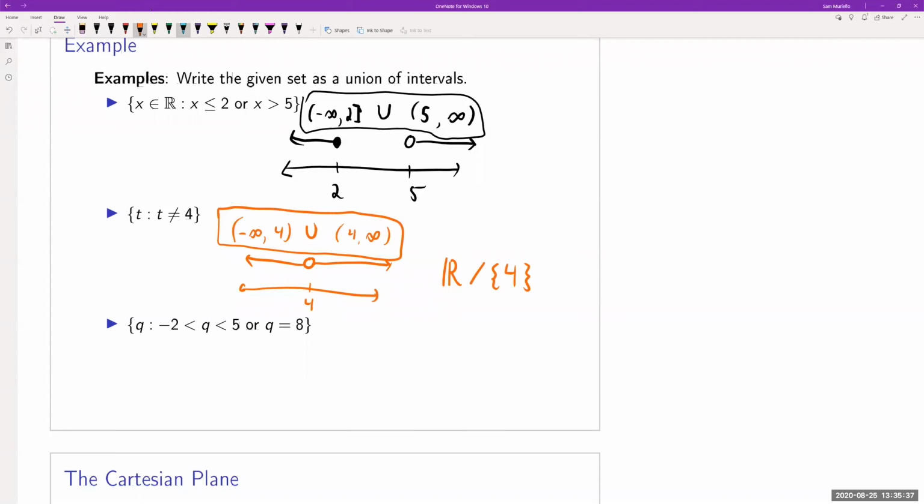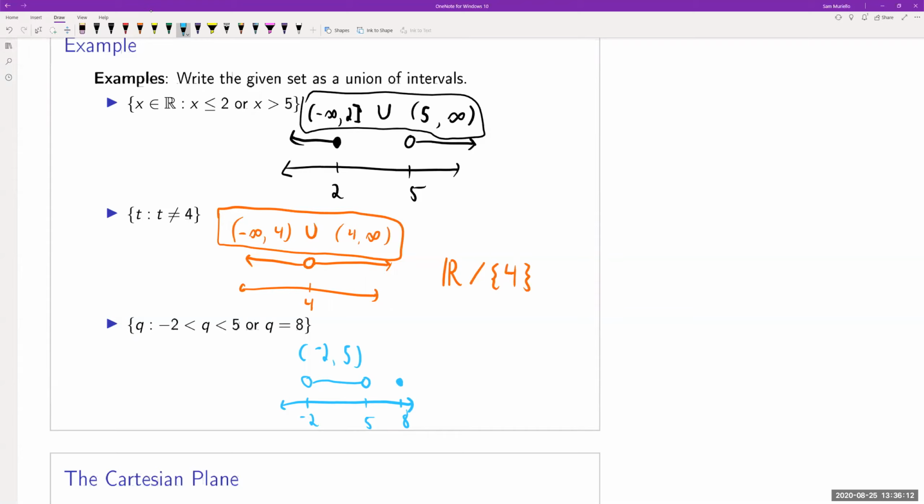Let's take a look at the last problem here. 2 different pieces. I want the numbers q, where q is either between -2 and 5, where I'm not including either, or it could also be 8. So in order to write these ones, this interval, nothing weird going on here, for this second interval, now how do I write 8 as an interval?